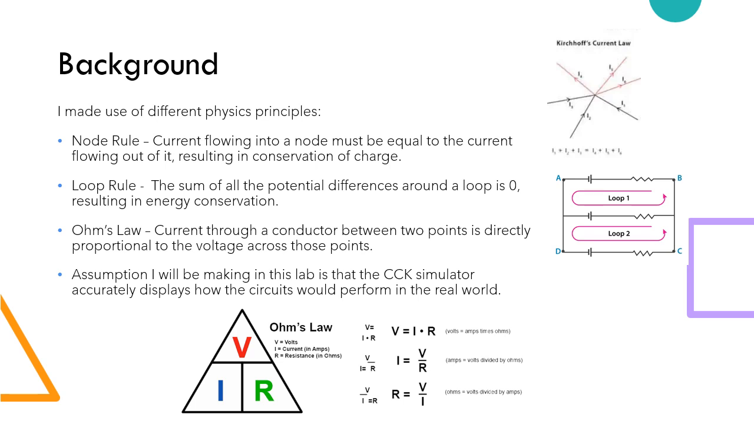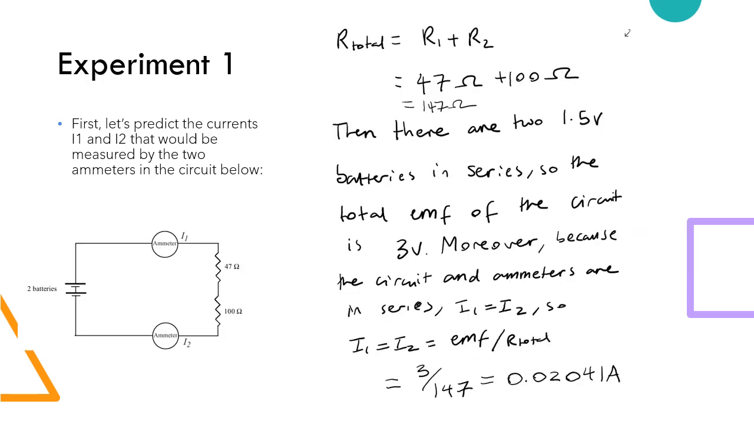The assumption I will be making in this lab is that the CCK simulator accurately displays how the circuits would perform in the real world. Experiment 1. First, let's predict the currents I1 and I2 that will be measured by the 2 ammeters in the circuit below. R total is equal to R1 plus R2, which is equal to 147 ohms. Then there are two 1.5 volt batteries in series, so the total EMF of the circuit is 3 volts.